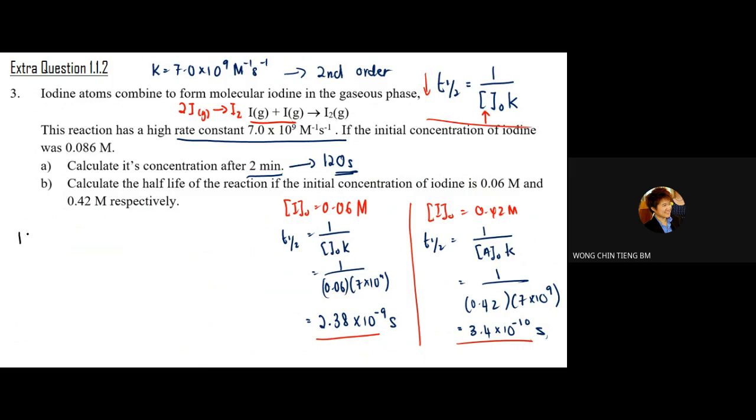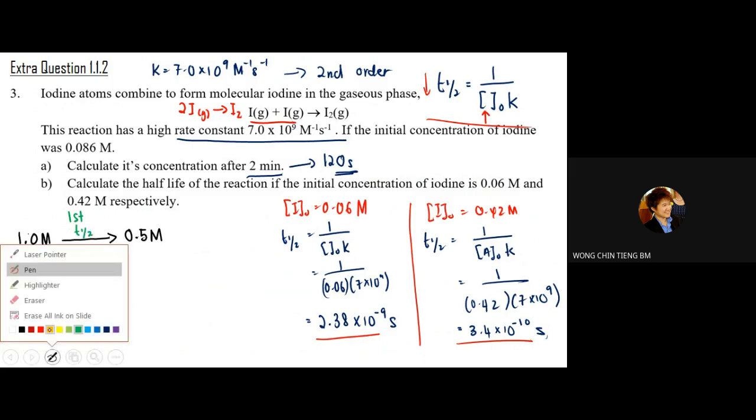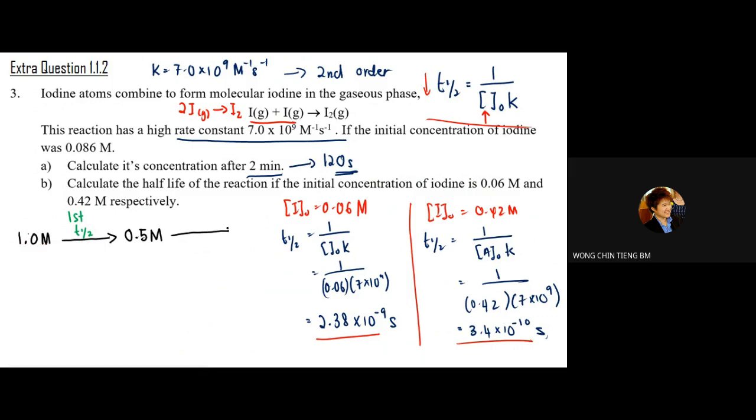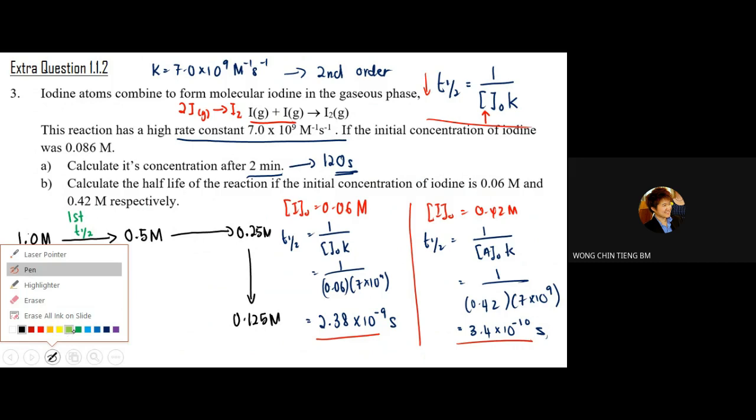Let's see. If I have 1 molar, easy maths. 1 molar, the first half-life, 1 molar will become 0.5. Right? That is what we call the first half-life. Agree? Okay. Second half-life, the same old story. You will have 0.5 become 0.25. 0.25 goes down to 0.125. Okay, the same thing. What will be different? Any guesses?